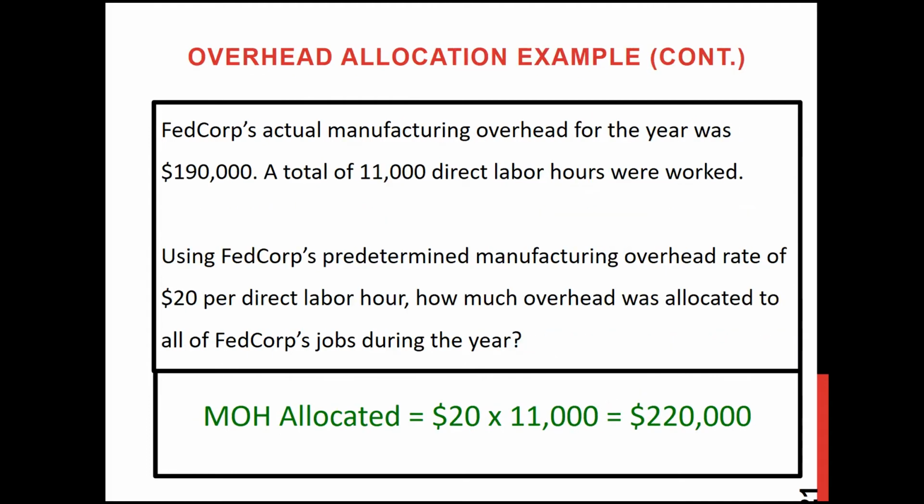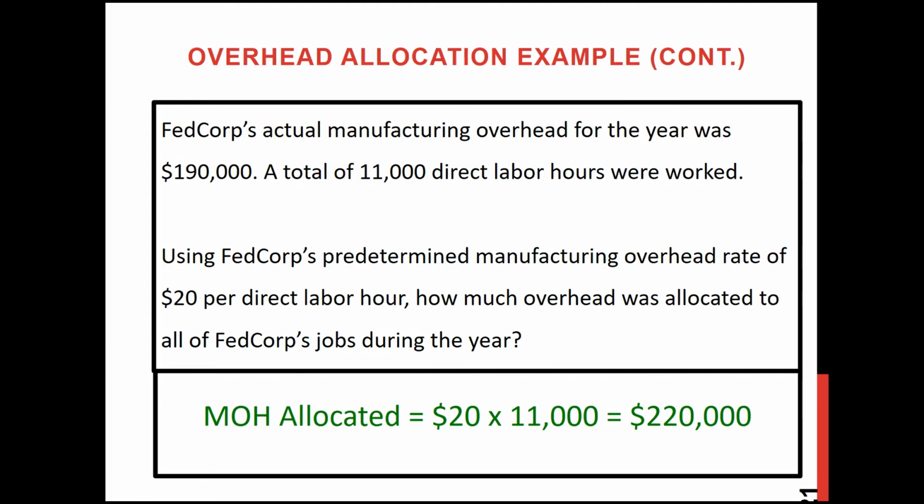So for a specific job, they could easily figure out their allocated overhead cost. Now, they may have different types of jobs. It's not that the company will do only one job throughout the year. They may have 5, 10, 20 types of jobs. And then they will calculate all of their allocated overhead costs.